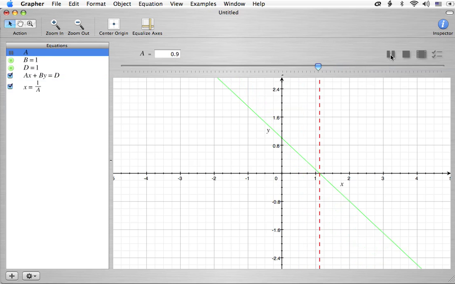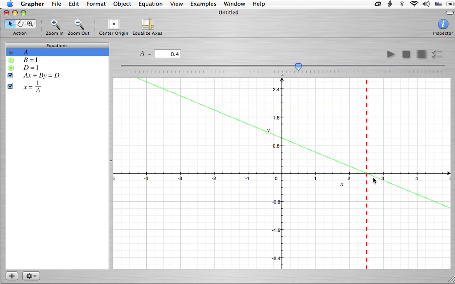Aha. So we do seem to be right. If we pause it, we can see that indeed the dashed line is crossing right where the green line is. So for example, when this is 0.4, 1 over 0.4, well, 1 over 4/10ths, we would flip and multiply that and get 10/4. 10/4 is the same thing as 2.5, and lo and behold, that is exactly where it is. So we can see that this must be right, that A is really somehow related to the x-intercept, but it's related by the inverse of it.